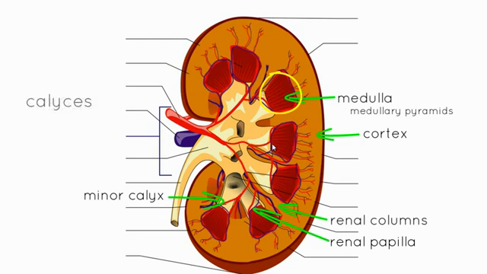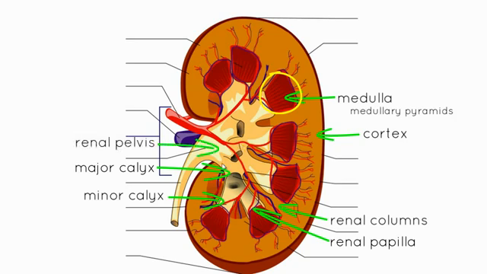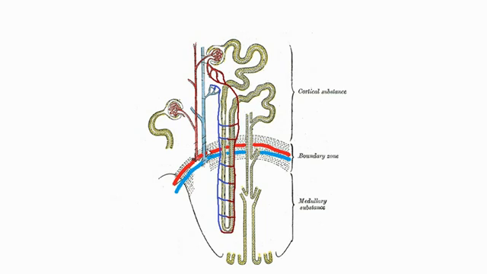So the plural of calyx is calyces, and these minor calyces come together to form major calyces, or singular is major calyx. So you've got the renal papilla pointing in towards draining urine into the minor calyx, and the minor calyx combines to form the major calyx. And then you've got the major calyces combining to form the renal pelvis. So this bit here is the renal pelvis, and then the renal pelvis forms the ureter, which leaves the kidney.